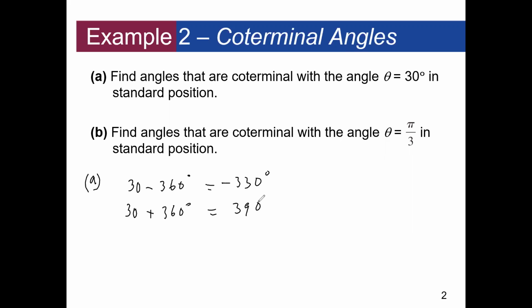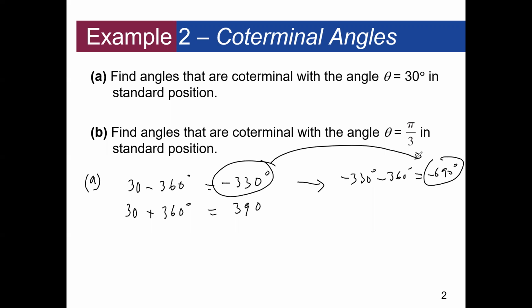So to find another one, I can just do negative 330 and then minus 360, which is negative 690. This is another coterminal. So these two are negative coterminals. And then to find another one, I will do 390 plus 360, which is 750. So that's another positive coterminal. So you can keep on doing this to find many more.